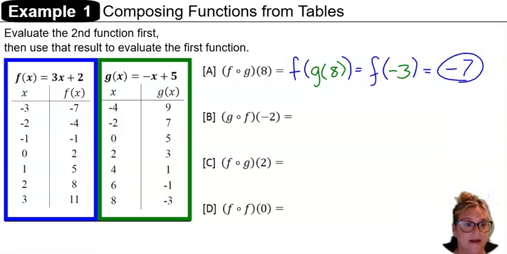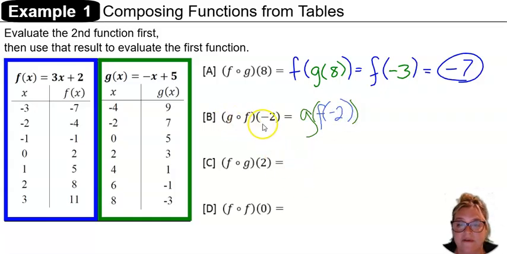Okay, let's try example B. This time we're looking at g composed with f of negative 2. That means to take the negative 2 and put it in for x in the function f. Then once we have that result, we'll put that in for the x in the function g.